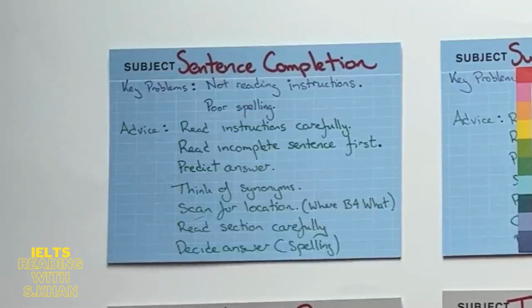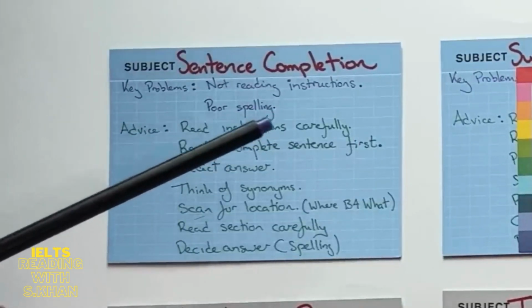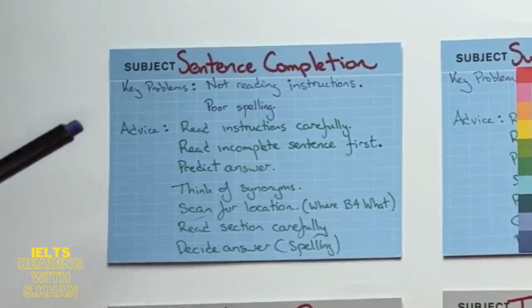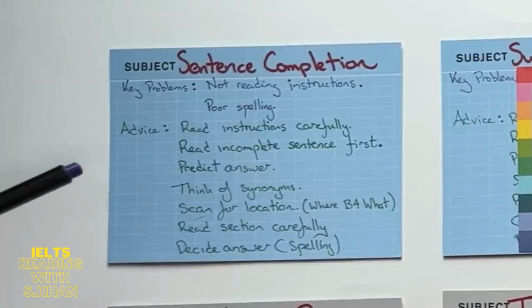So my advice for sentence completion is, number one, read the instructions carefully, as we've already said. Read the incomplete sentences first. All right, so you're going to be given a list of incomplete sentences. Do not read the text first. Read the incomplete sentences first to understand them. Then, again, don't look at the text.